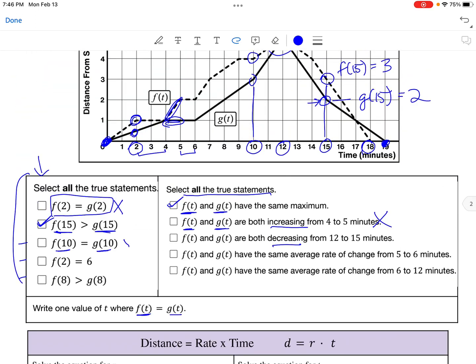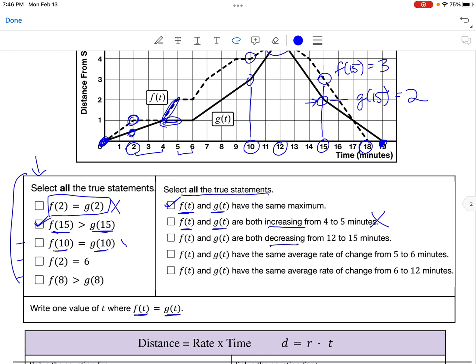Okay, and then you have to choose one value where f of t equals g of t. Where are they both the same distance from school?